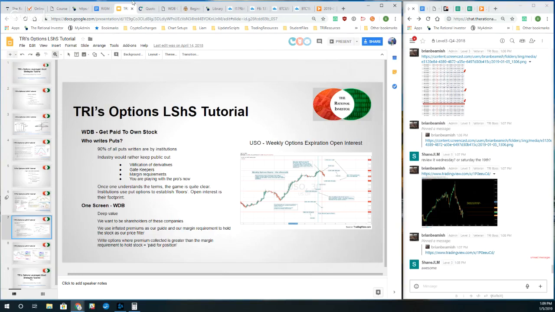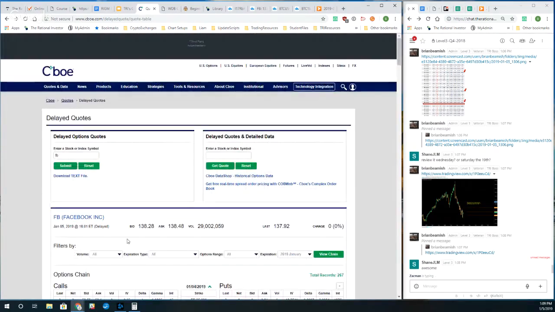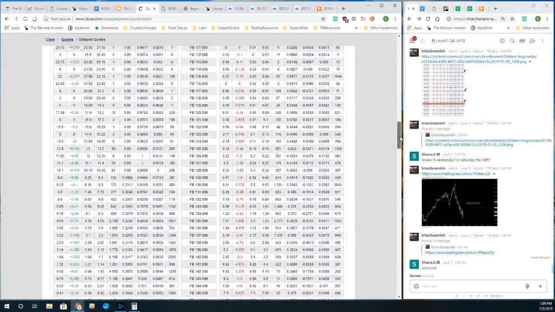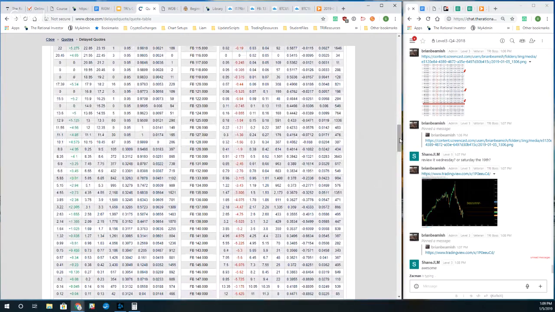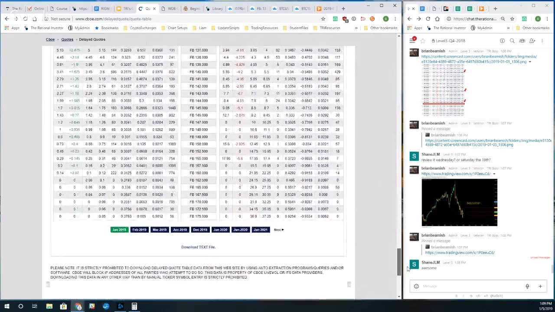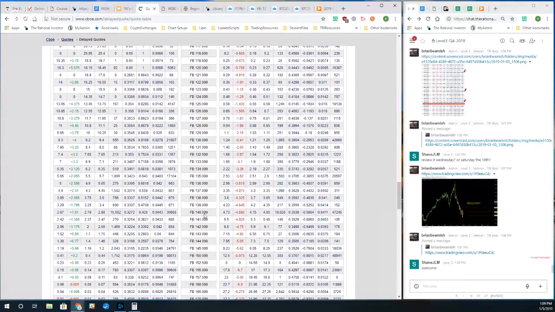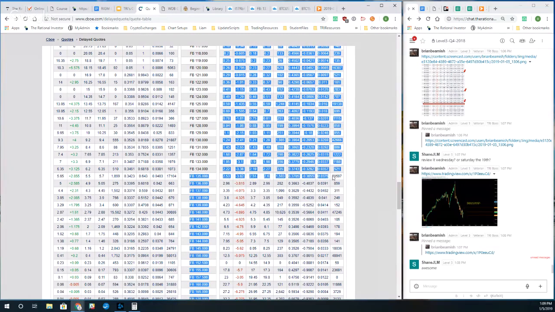Think of it this way. If the stock right now is sitting at 137.92, let's call it 138, right? Now, if I wrote the 140 put here for the big options expiry, the 140 here. Well, actually, why don't we do this? Let's say I wrote the 135 put.